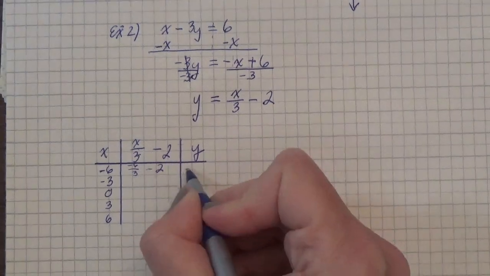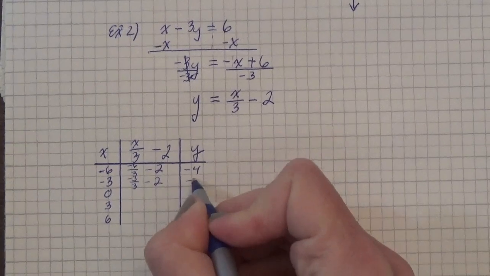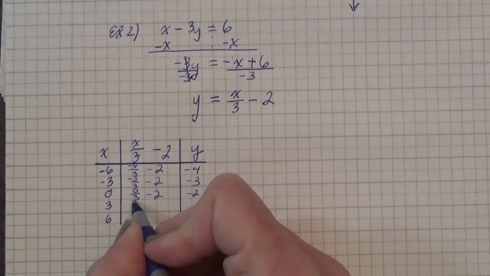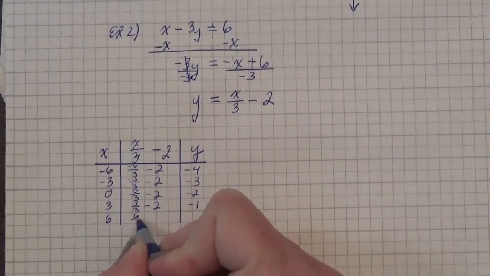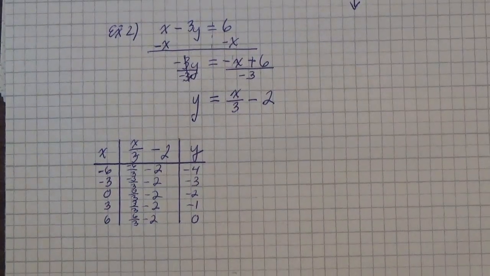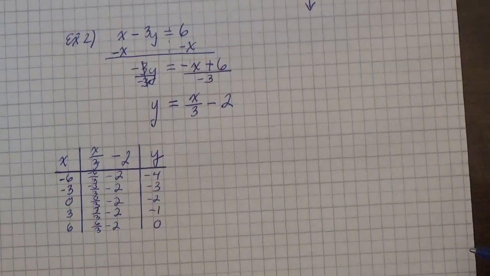That's negative 2, so that's negative 4. Negative 3 over 3 is negative 1. Got negative 2. You can see the nice pattern we're creating here. Negative 1, 6 over 3. Yep, that works out. Okay, and then you would graph those points on the coordinate plane.